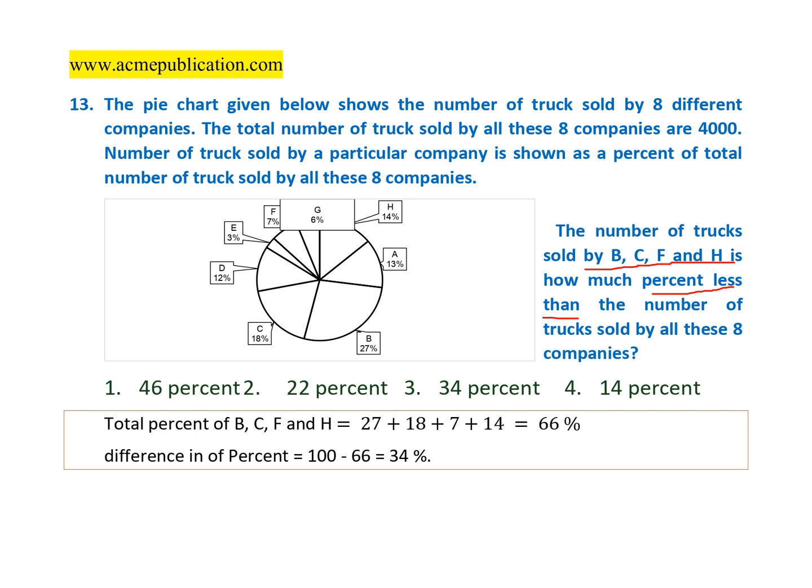In this question, total trucks sold are 100% and trucks sold by B, C, F and H together are 66%. And the difference is 100 minus 66, which is equal to 34. So 34% less trucks were sold by all 4 companies.